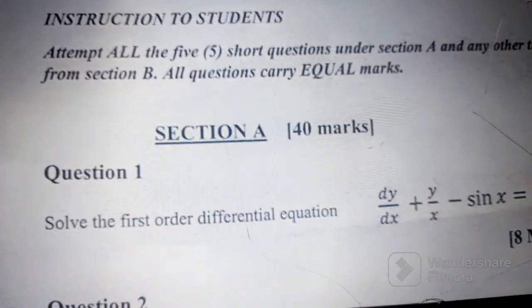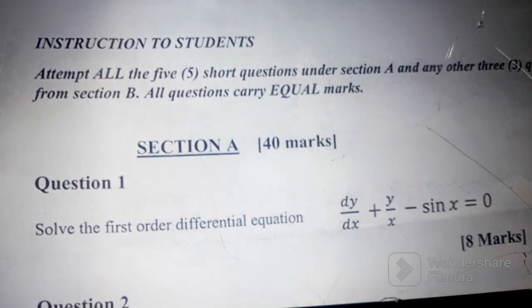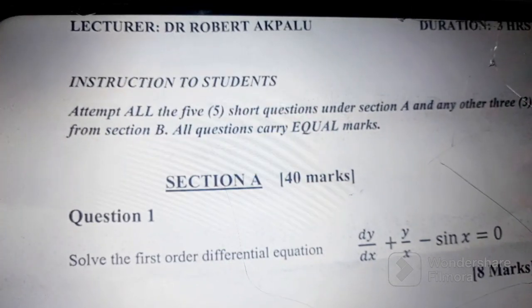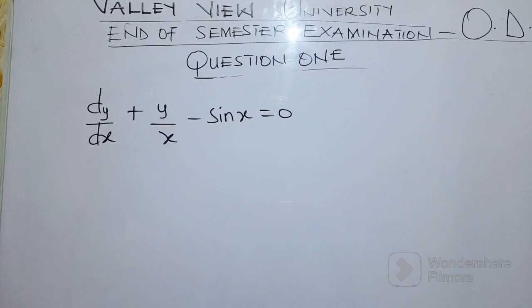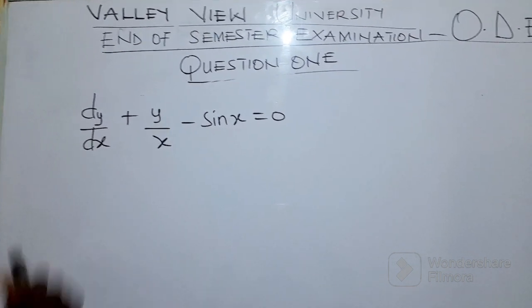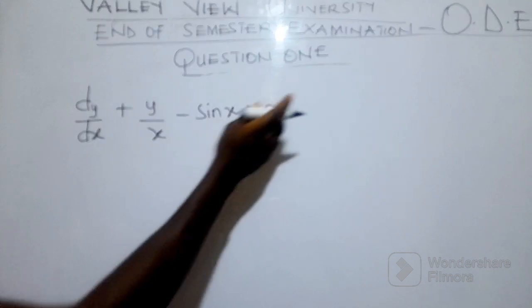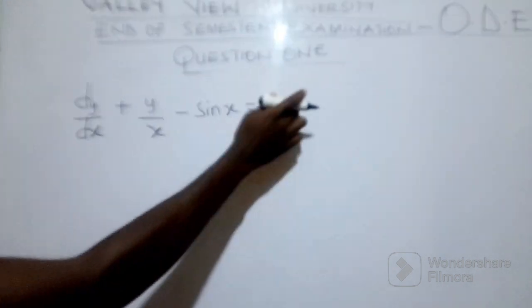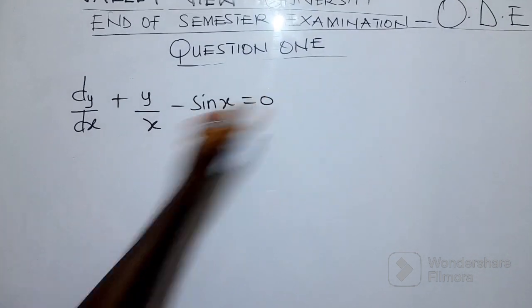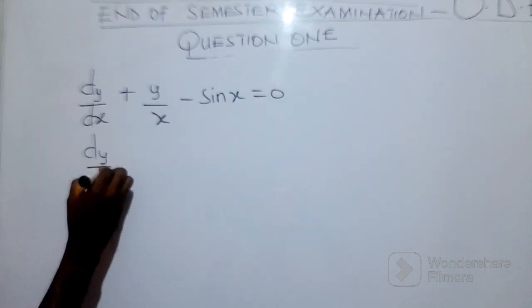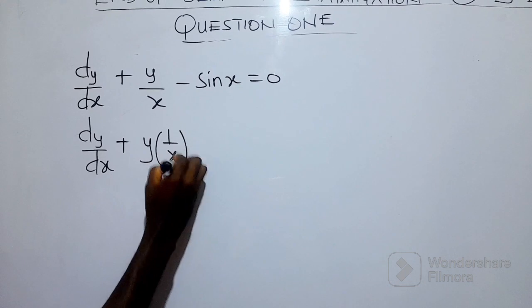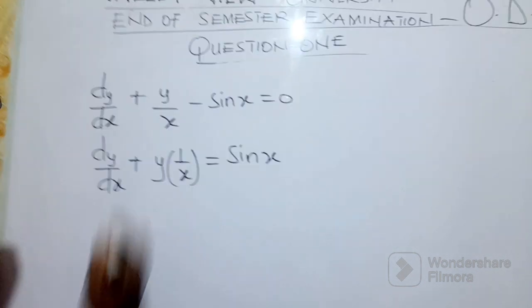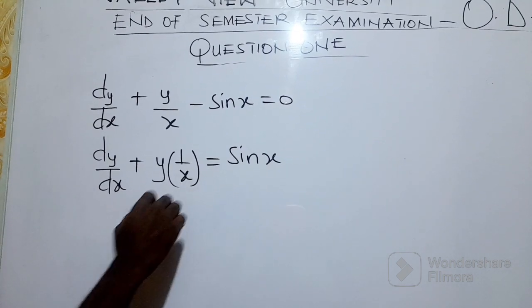So the first question, which fetches 8 marks, says we should solve the first order differential equation dy over dx plus y over x minus sine x equal to 0. So this is a first order differential equation, which is linear for that matter, in the sense that the order is 1 and the x terms here don't have the y term attached. That's when we write dy over dx plus y times 1 over x is equal to sine x.